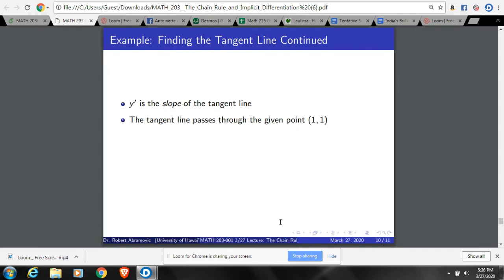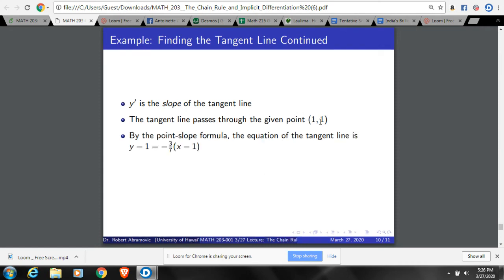We also have the point the tangent line passes through. A line is specified by a point and a slope, in this case negative 3/7 and (1, 1). And we can plug this into the point-slope formula to get the equation of the tangent line. Y minus 1 is negative 3/7 times (x minus 1). We can solve for y just by distributing negative 3/7 to both terms to get negative 3/7 x plus negative 1 times negative 3/7, which is 3 over 7, plus 1. That's 3 over 7 plus 7 over 7, 10/7. We get y equals negative 3/7 x plus 10 over 7.